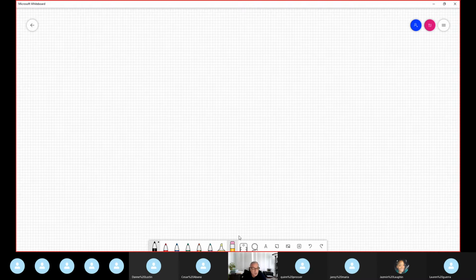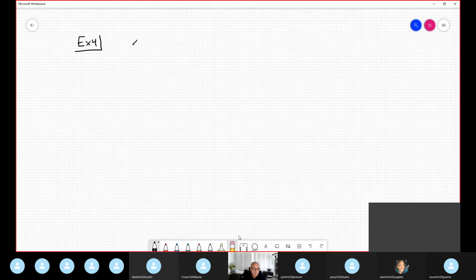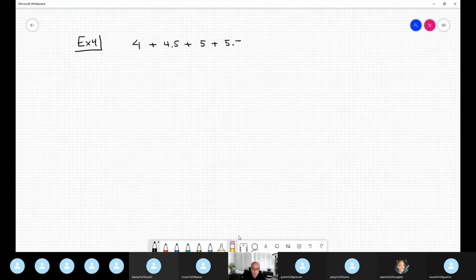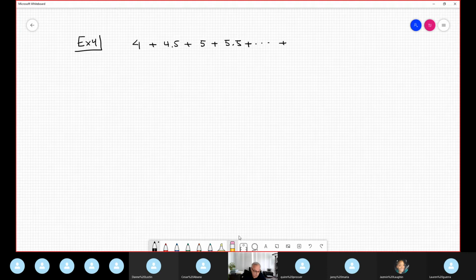Okay, it's example 4, no? 4 or 5? I don't remember. Suppose 4 plus 4.5 plus 5 plus 5.5 plus, and the last one is 100. Compute that.